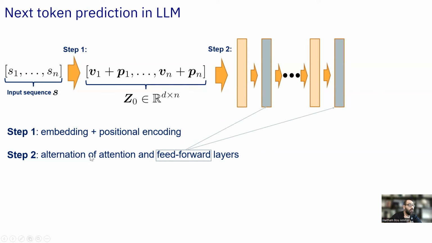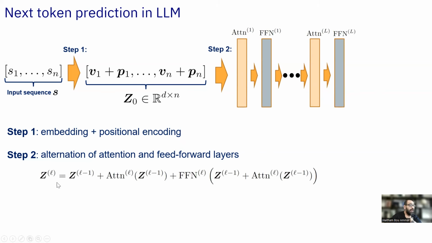Now, the mathematics behind what those layers are doing: for some layer L, we are going to compute the matrix of values ZL by taking the matrix of values at L minus 1, so ZL minus 1. Remember, Z is a matrix of values. It has rows and columns. Then we're going to do an attention of layer L of the previous value ZL minus 1, and then add to that a feed-forward operation of layer L that takes as input ZL minus 1 and attention L of ZL minus 1, right?